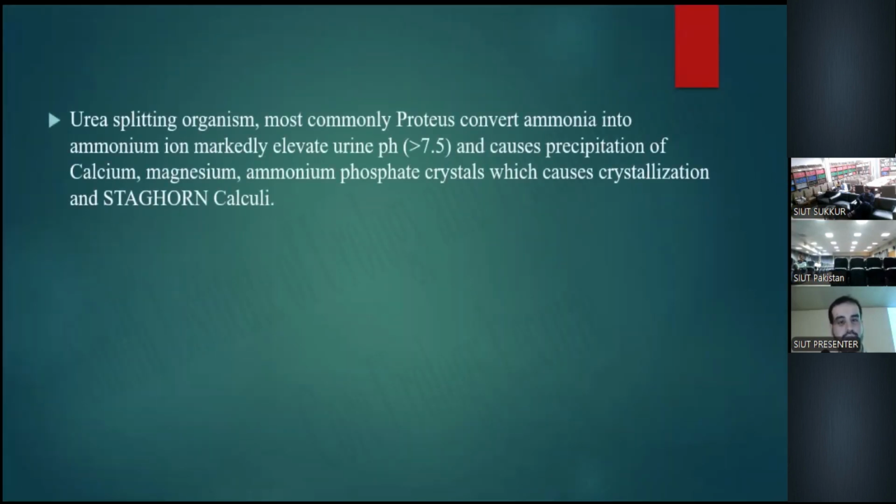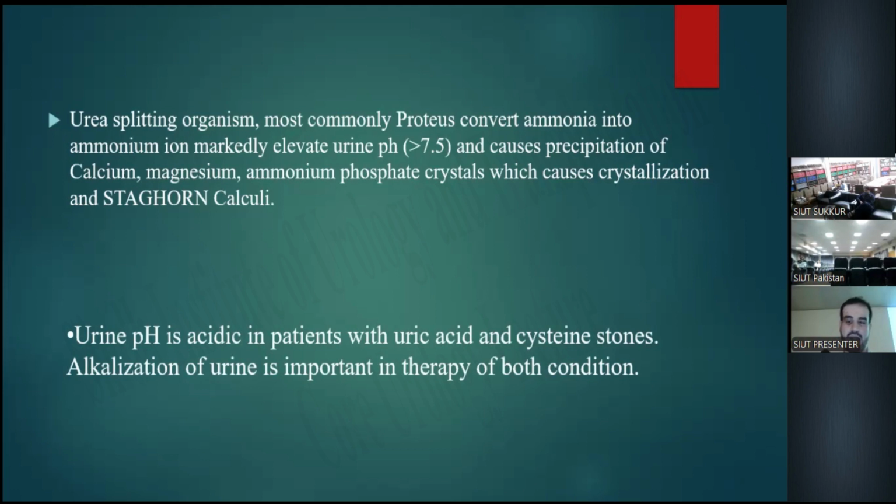Urea-splitting organisms most commonly convert urea to ammonia and ammonium ions, which markedly elevate the urine pH and cause precipitation of calcium, magnesium, and ammonium phosphate crystals, which cause crystallization and staghorn stone. Acidic urine pH is associated with uric acid and cystine stones, and alkalization of the urine is important therapy for both conditions.